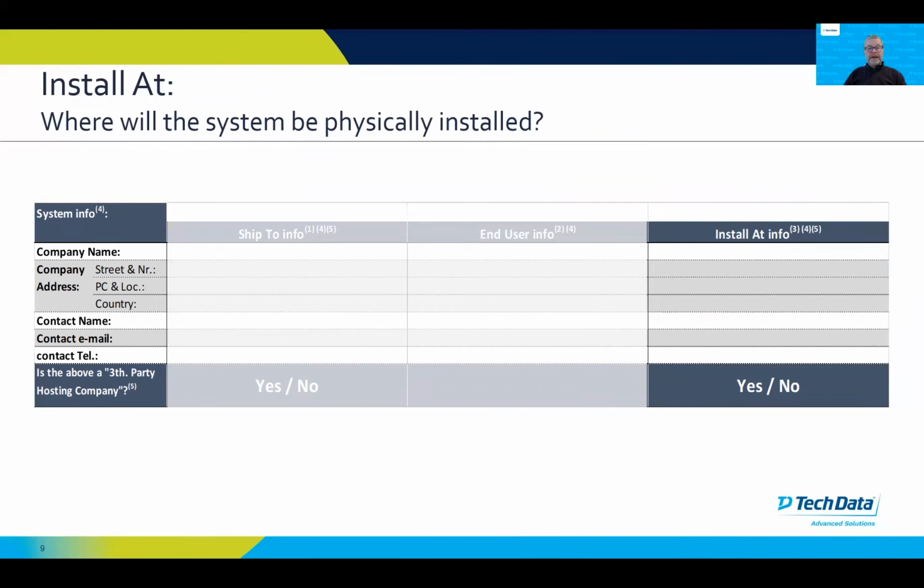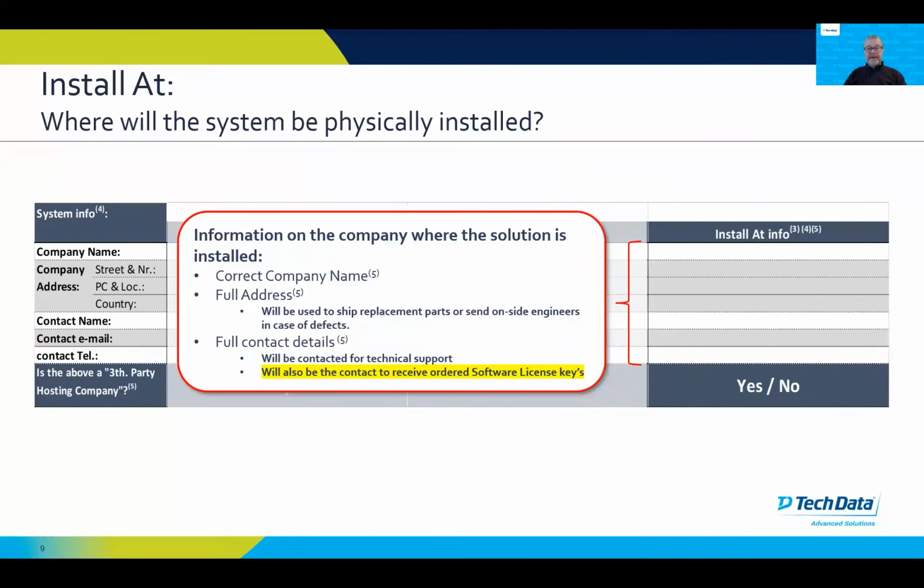Finally, we have the install at section. To populate those fields, we should use the company name, address, and contacts of the entity where the system will be physically installed. So the address of where the system will be installed. Be aware that the contact will be contacted for technical support when Dell notifies technical issues on the system when, for instance, the call home functionality is activated and this mechanism remotely monitors a hardware failure on the system.